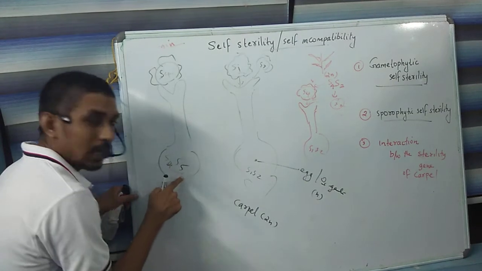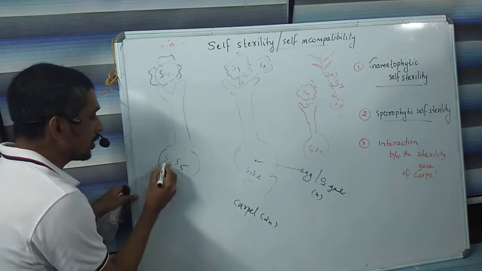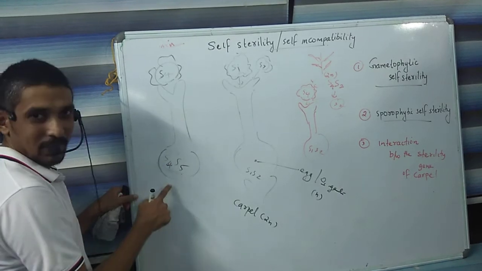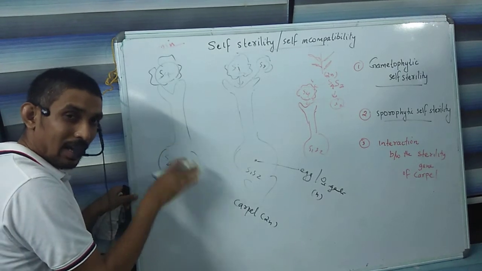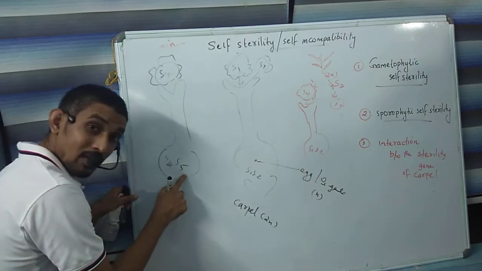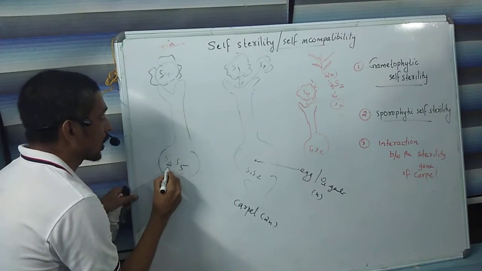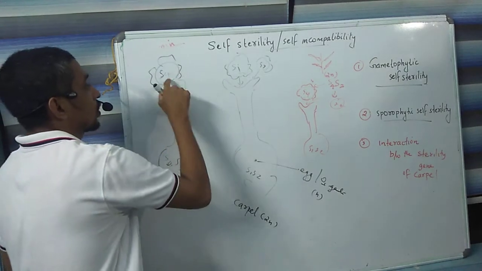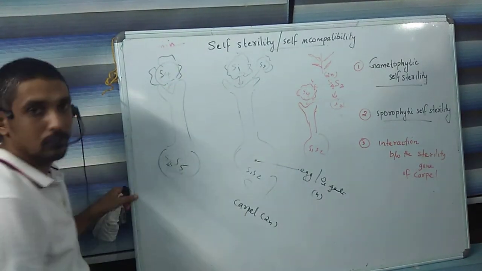Here, the S4 and S5 alleles show the dominance property. Assume that S4 is dominant over S5. Then S4 is expressed and S5 is suppressed, not expressed, so it is like it is absent. So here S5 is absent because S4 is dominant over S5. So only the gene product of S4 is present in the carpel, and the gene product of S4 is present in the pollen. So it will never match. So this pollen grain cannot fertilize.